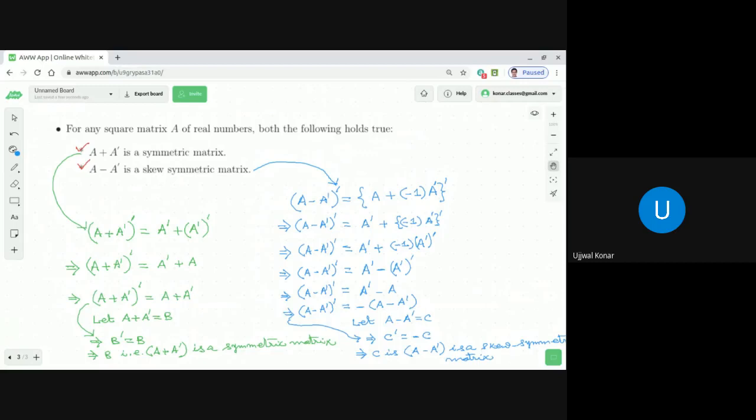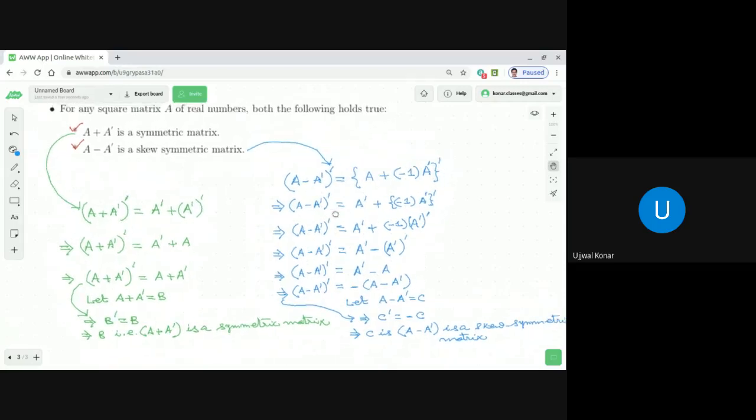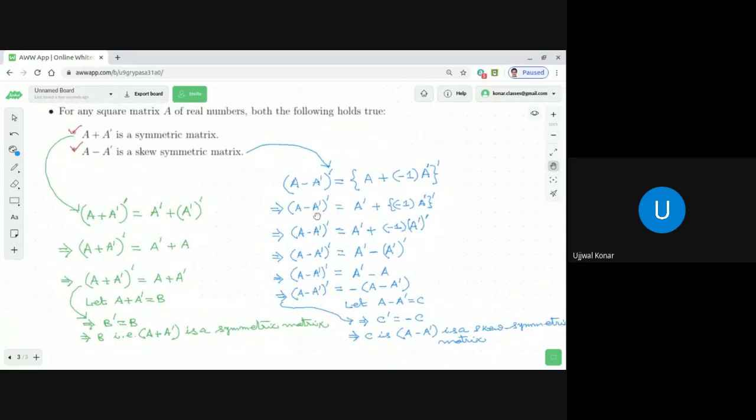So this is one important property we have established. What is that? For any square matrix A of real numbers, we can express A plus A transpose as a symmetric matrix and A minus A transpose as a skew-symmetric matrix. Now, the next important property, that is a very important property.